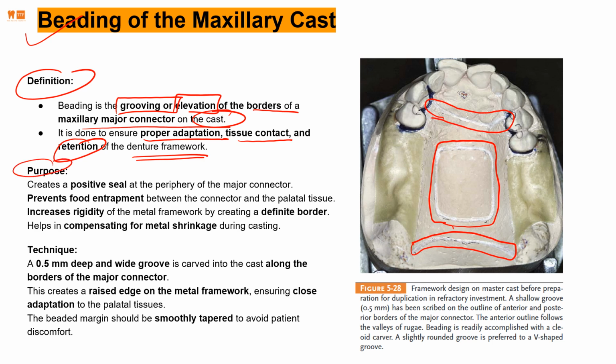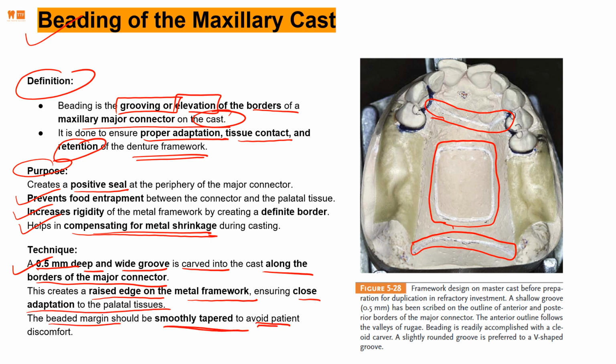Purpose: creates a positive seal. Very simple. At the periphery of the major connector, prevents food entrapment when it's sealed well, increases rigidity, helps in compensation of metal shrinkage. Now, technique. How do you do it? How do you actually bead a cast? Well, a 0.5 millimeter deep wide groove is carved along the borders of the actual designed major connector. This creates a raised edge of the metal framework. Fair enough. Ensuring a close adaptation of the palatal tissue. The beaded margin should be smoothly tapered to avoid any discomfort.